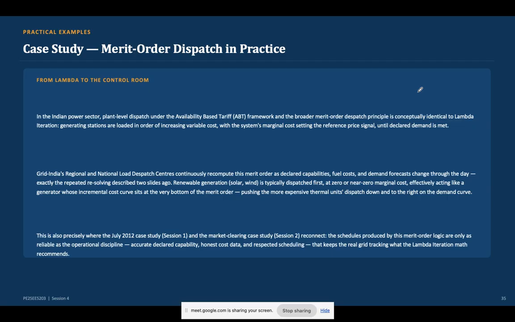Lambda iteration gives a continuous mathematical version of that idea for quadratic cost functions. In the Indian context, the operational picture is more complicated than a simple classroom merit list, because actual scheduling and dispatch must consider declared availability, technical minimums, ramping capability, transmission constraints, ancillary requirements, market rules, and system security. All these things are involved.